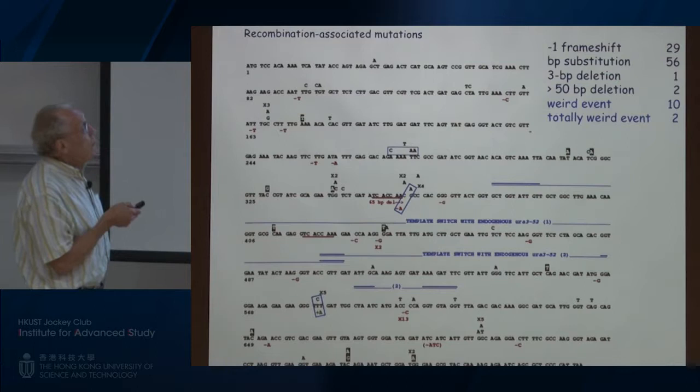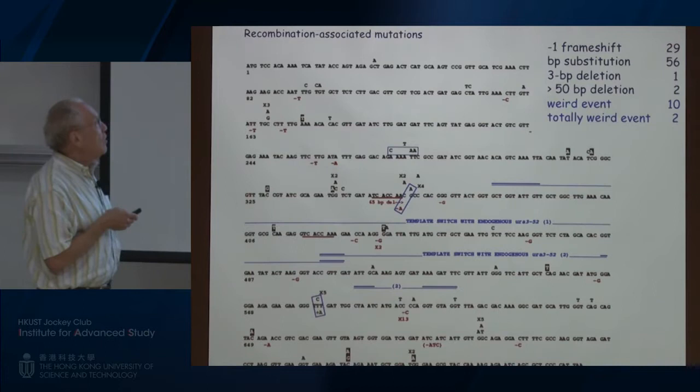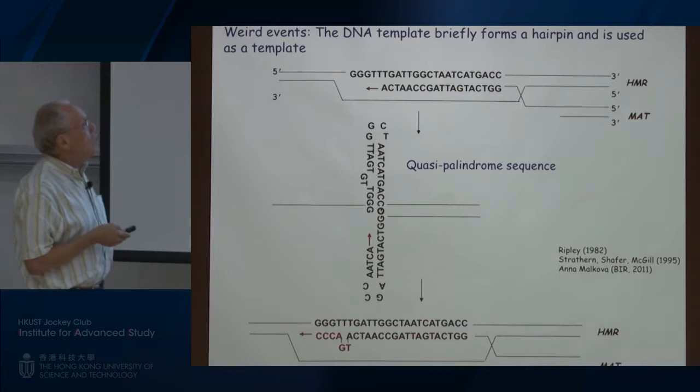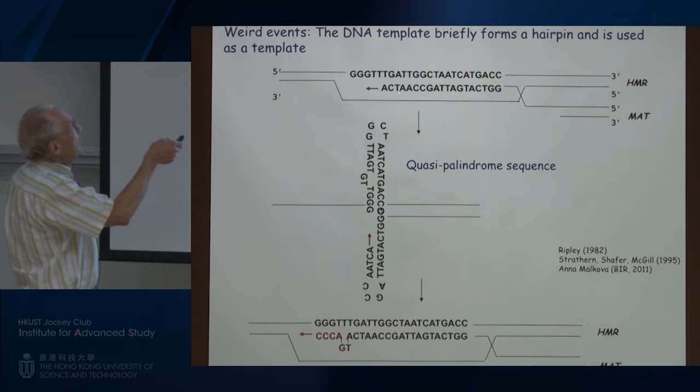But then there were 2 classes that we imaginatively called weird and totally weird events that I want to tell you about because they are the more interesting events. The weird ones both have base pair substitutions and changes, deletions or insertions into the sequence. And they all turn out to be events that are so hard to imagine why the cell would ever allow this to happen. But here, the DNA is being copied from the template. It appears to fall off and to make base pairs with itself.